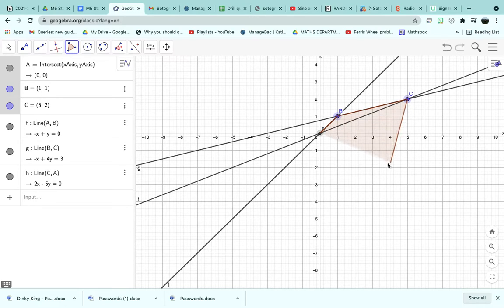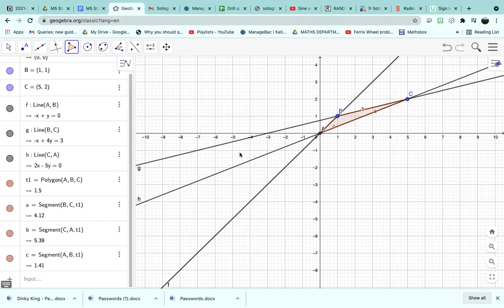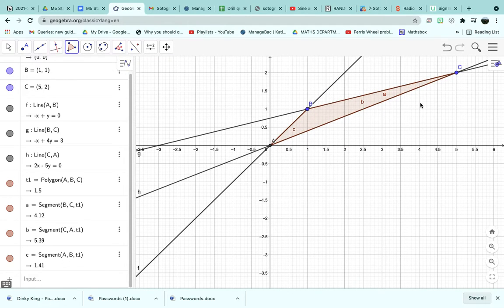So what we do is we create a polygon. So we do A to B to C. And the way we do that is by clicking this shape here. And once we've clicked this shape here, we can create a light orange triangle. I'm going to go over how I did that again.